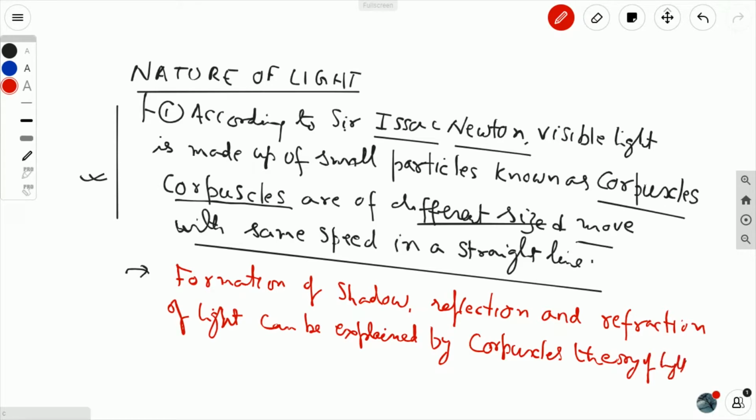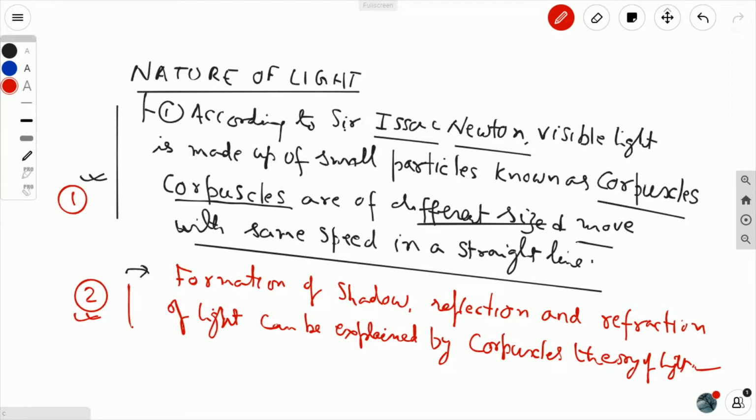Now this is another point. Point number 1: visible light or white light is made of very small particles known as corpuscles, and the corpuscles are of different sizes and move with the same speed in a straight line. Point number 2: the formation of shadow, reflection and refraction of light can be explained by the corpuscle theory of light.